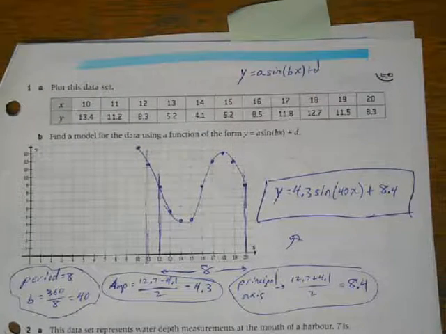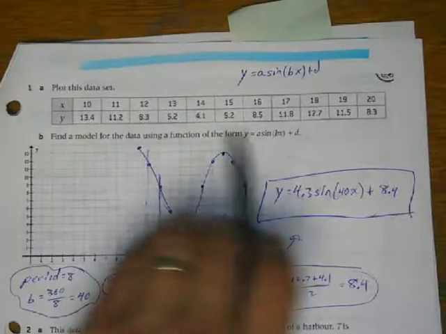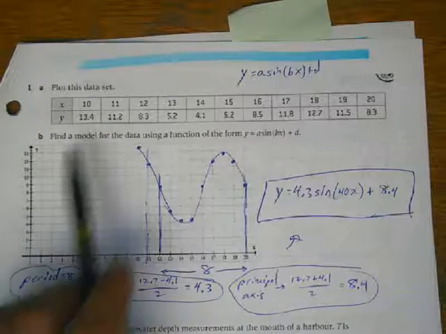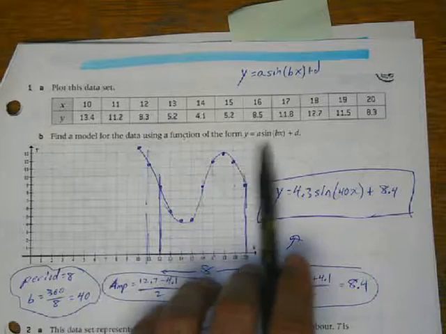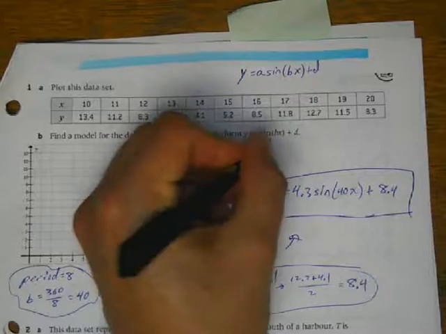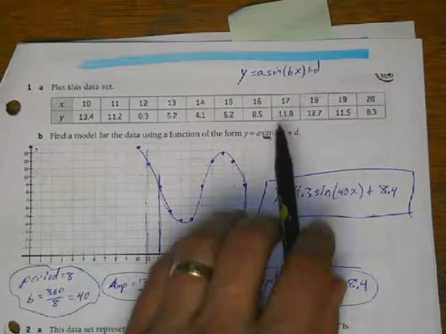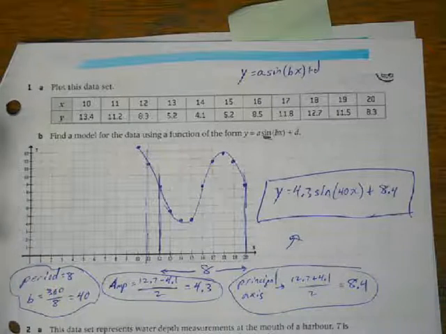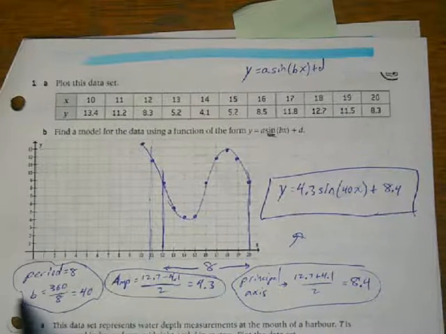All right. The next page says plot the data. Okay, so we plotted the data. Now, find the model for the data using the sine. If we're using sine, that means we're going to start in the middle of the graph. But first let's figure out the period, the amplitude, and the principal axis.